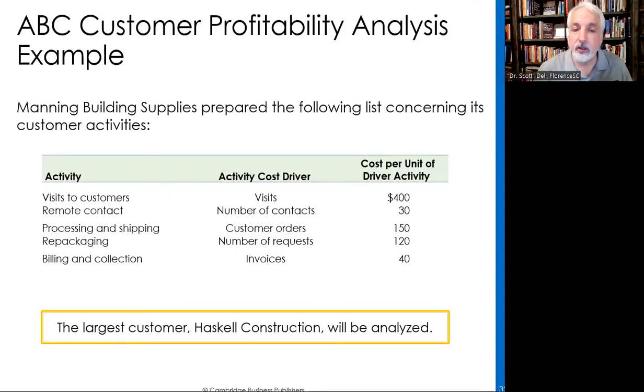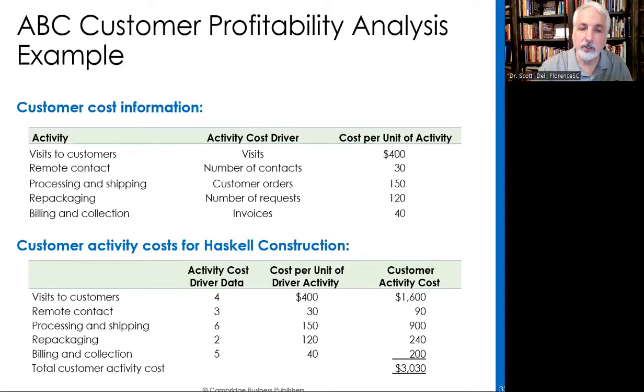And we do that based on these same activity pools and the cost drivers associated with those pools. So we look and say, here's the cost per activity, and the largest customer is analyzed, and we're going to do that in the next couple of slides. But we have visits to customers, remote contact, processing and shipping, repackaging, billing, and collection. If we have customers that aren't paying and we have to send out more bills and we're financing them, that's a cost associated with what we're doing.